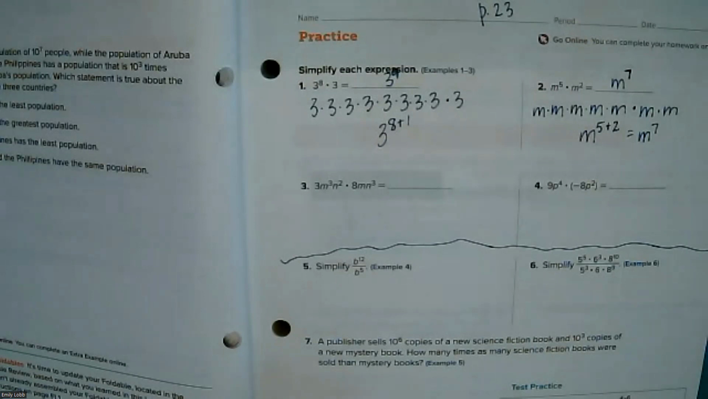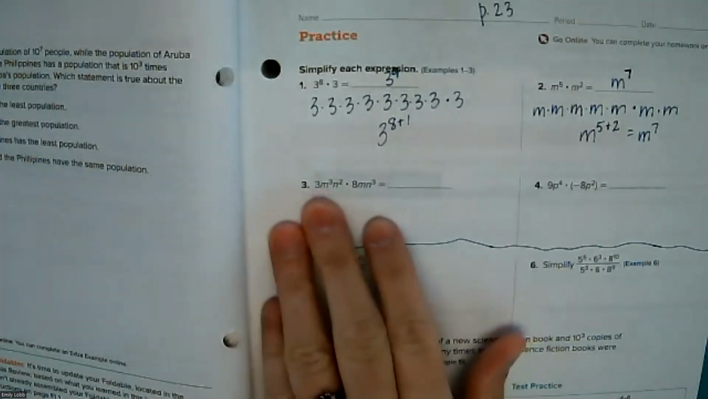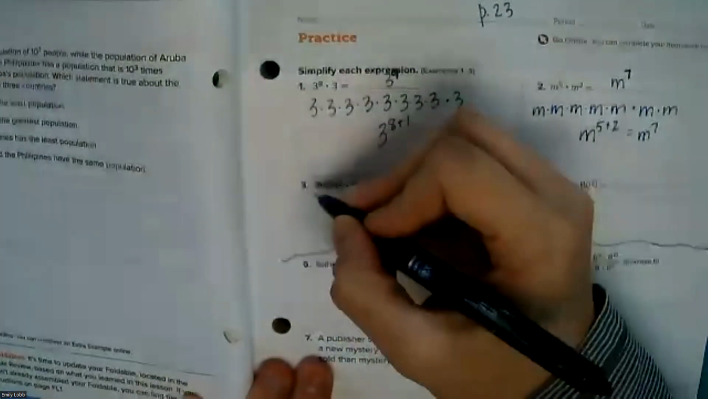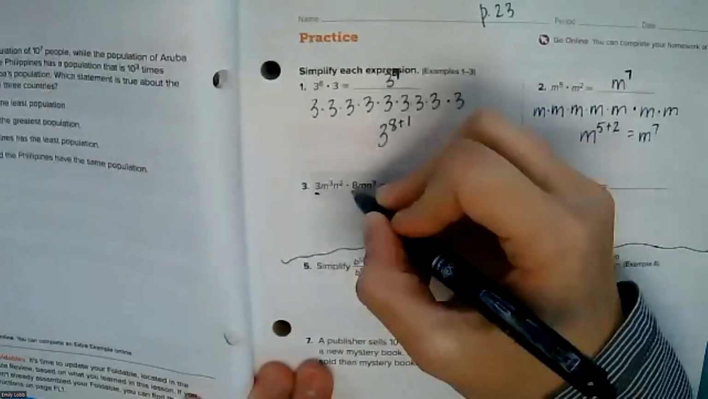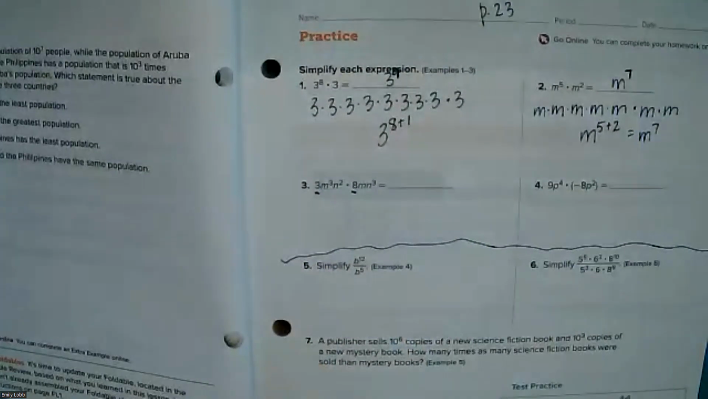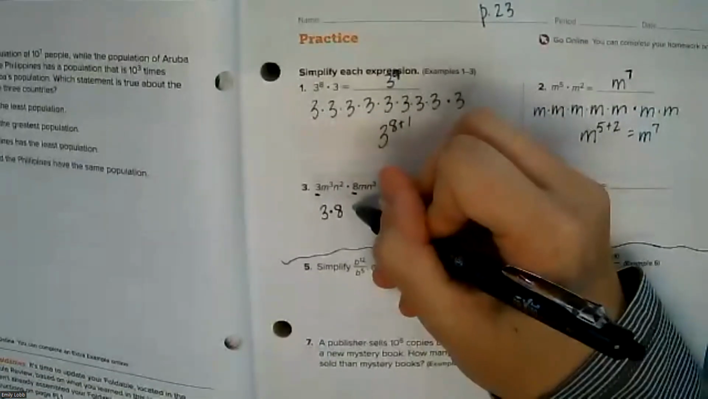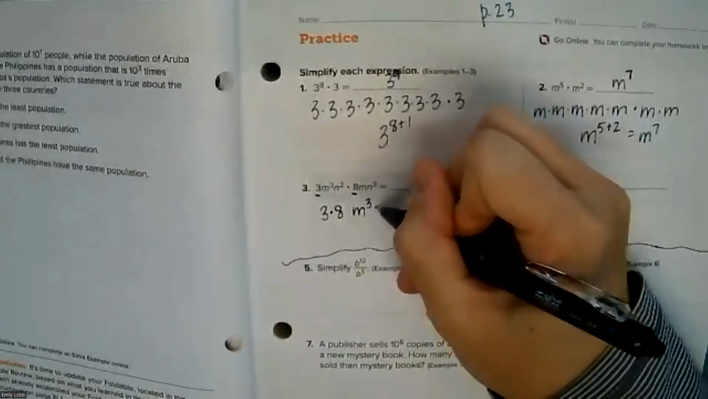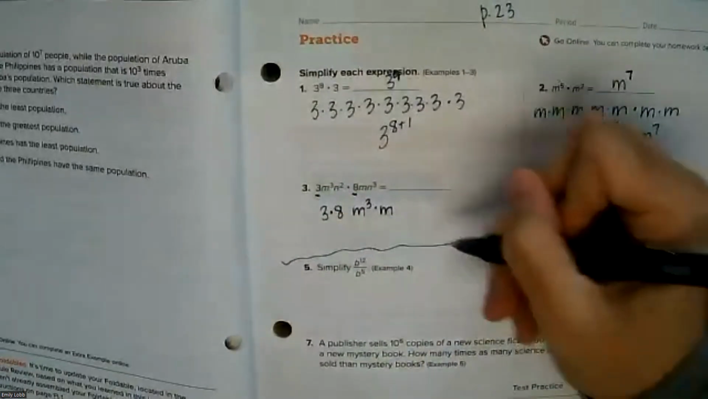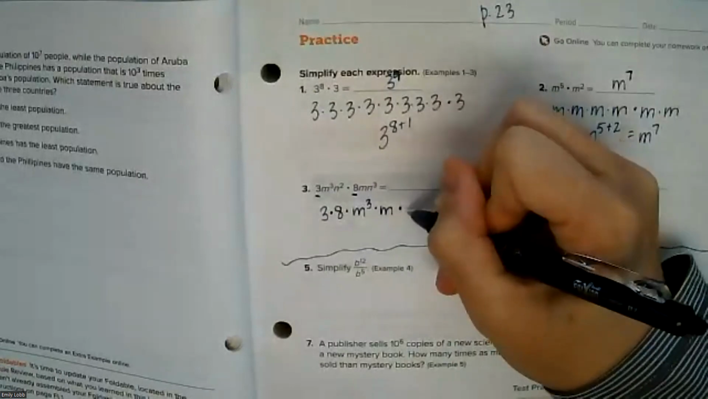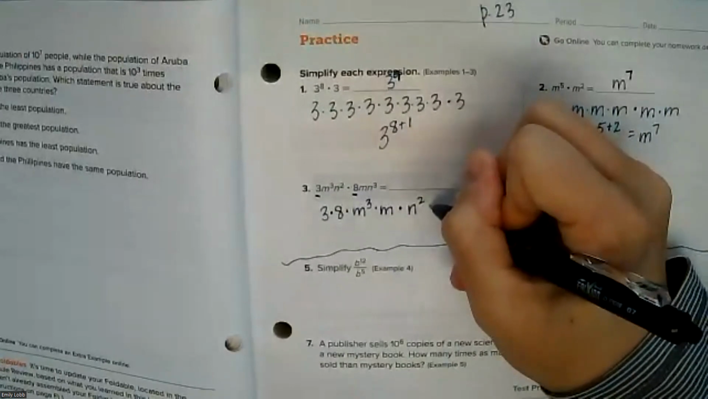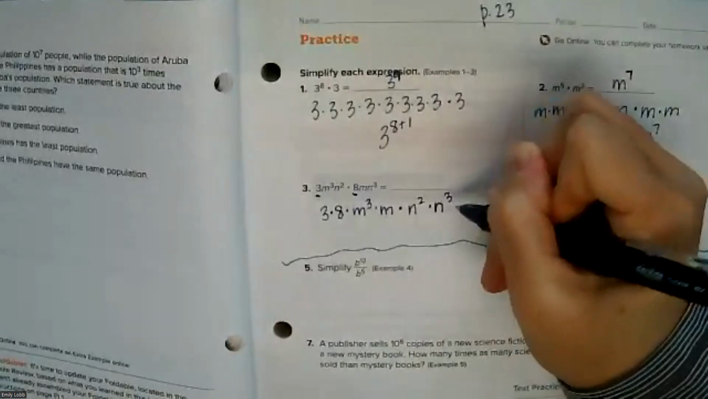Now 3 and 4 get a little tricky. I would say 3 is the trickiest. But remember, we start with our coefficient. Multiply our coefficient. So we said 3 times 8. Then look at your m's. We have m to the third times m. Then look at your n's. We have n squared times n to the third. So it does get a bit trickier.